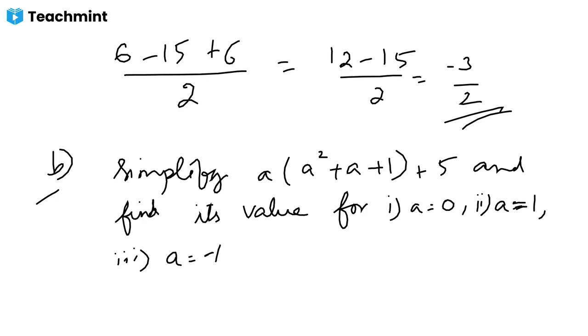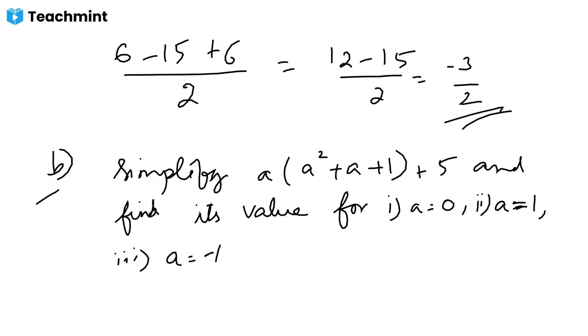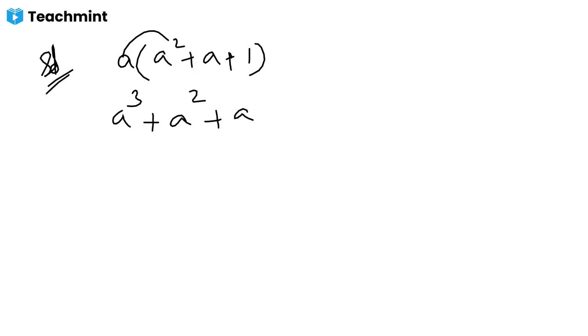Yes, sir. ठीक है, तो इसका solution बनेगा. First, we have to simplify this. That is A into A square plus A plus 1. इसको simplify करेंगे. A into A square, A cube, A into A square plus A into 1, A. So this is it. Okay. So now this is the simplification for this. Do we have plus 5 also? Yes, we have plus 5. So plus 5.